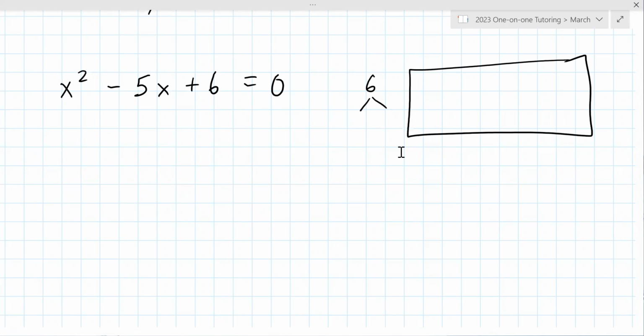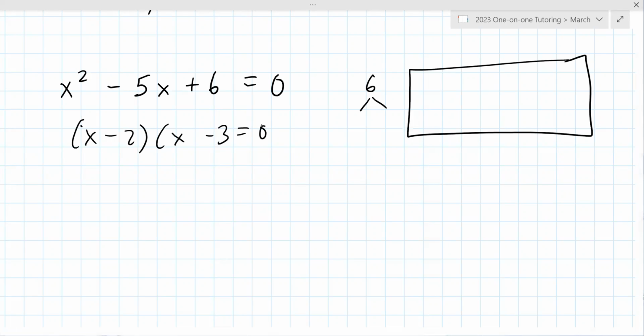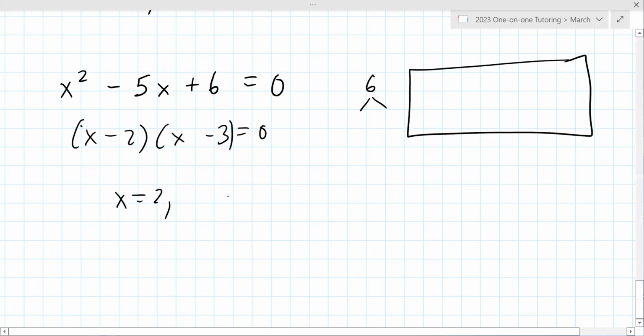x minus 2, x minus 3. Yes. Okay, so what is the final answer here? x equals 2 and x equals 3.